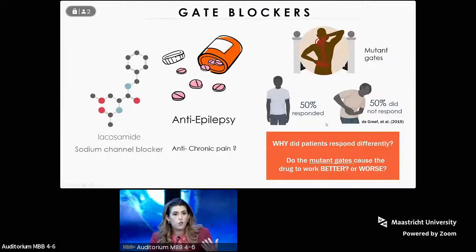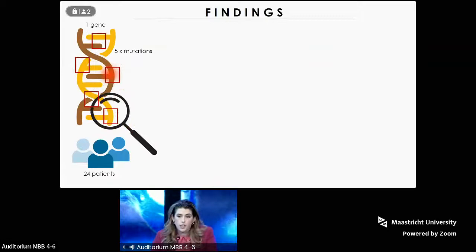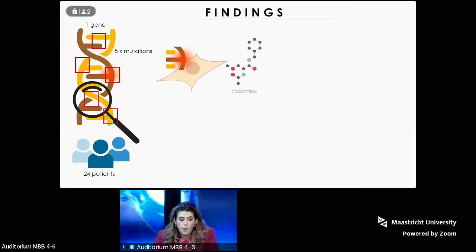There were 24 patients in these studies, and we focused on five different mutations from people that responded to treatment and others that did not respond to the treatment. And we basically took out those different mutations and put them into a cell and exposed the cell to lacosamide. Now those cells are like a blank slate. All there is inside is that single mutation, so that we are able to study nothing but that single mutation. And then we recorded the electricity.